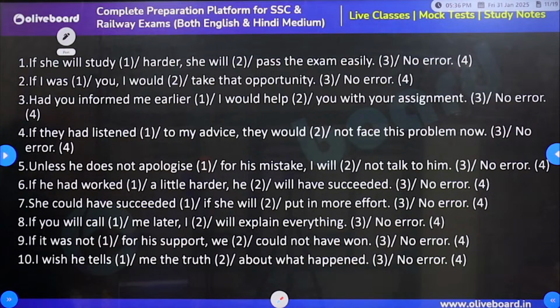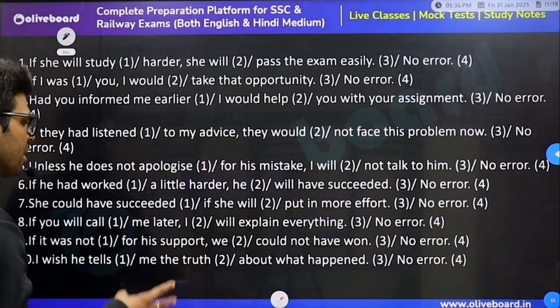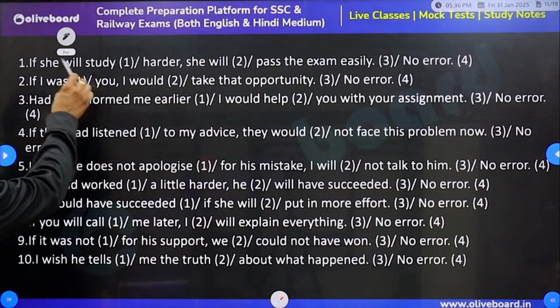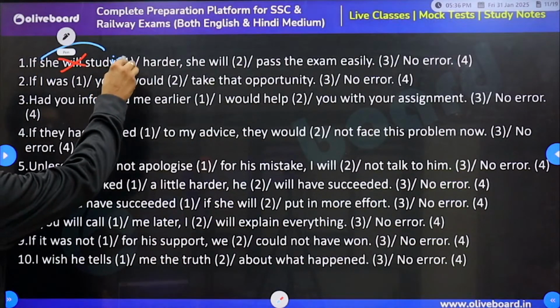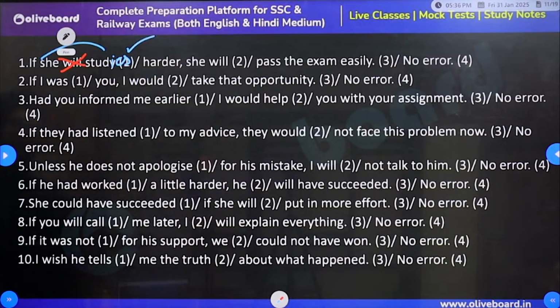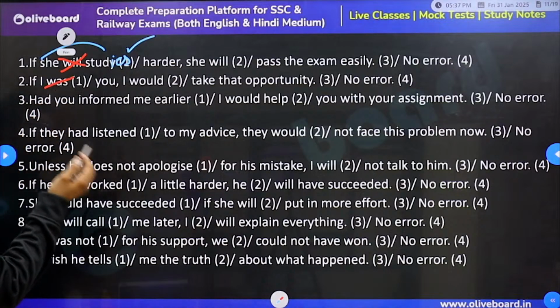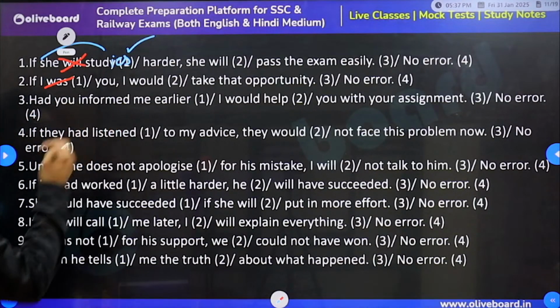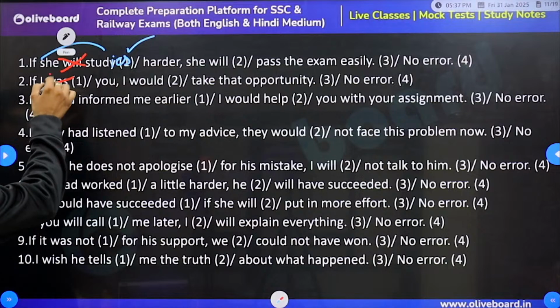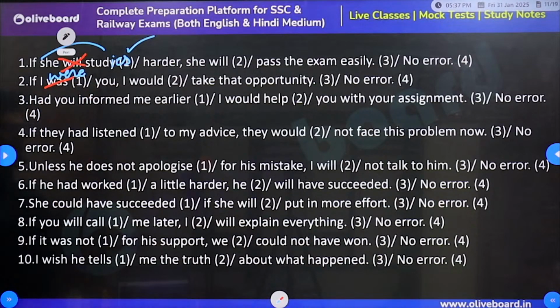If she will study, come on, need not go ahead. Conditional clause in future. In my country, in Tamil, Telugu, Malayalam, Hindi, we say that, not in English. If she studies harder, then the first one. If I was you, thanks everybody for stating. We will study the subjunctive mood pretty soon. If I was you, that's the conditional clause, but the hypothetical one, the unreal one, where we use were. If I were you, I would take the opportunity.